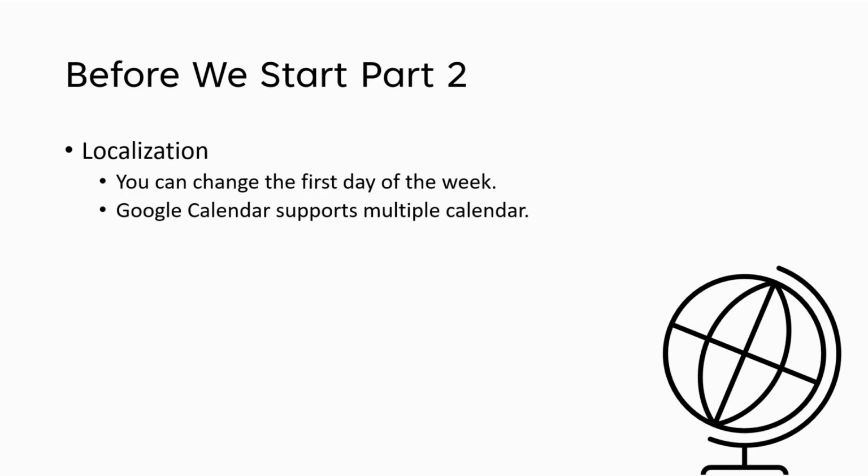Also, before we start, I wanted to talk about localization. The first thing you should know is that you can change the first day of the week in Google Calendar. For example, in the United States, the first day of the week that we see on calendars is Sunday. But where I'm from, in Spain, the first day of the week is Monday. So Google Calendar allows you to change that to your preference.